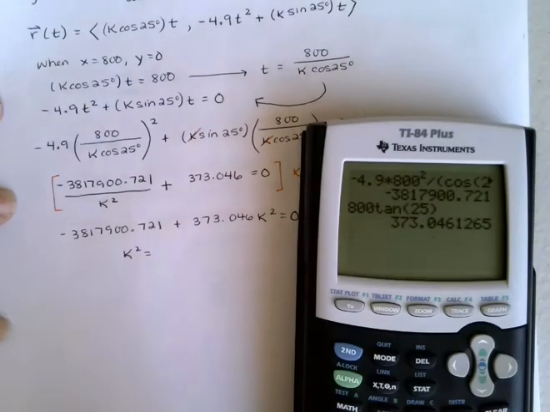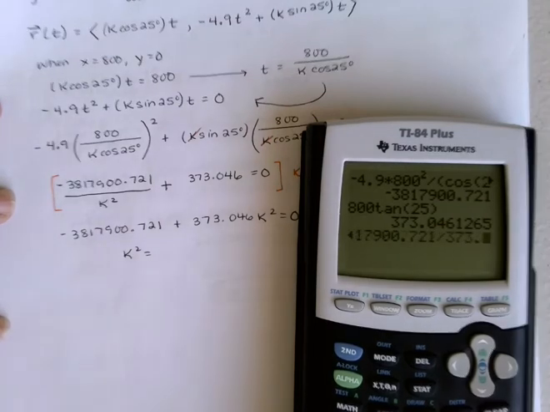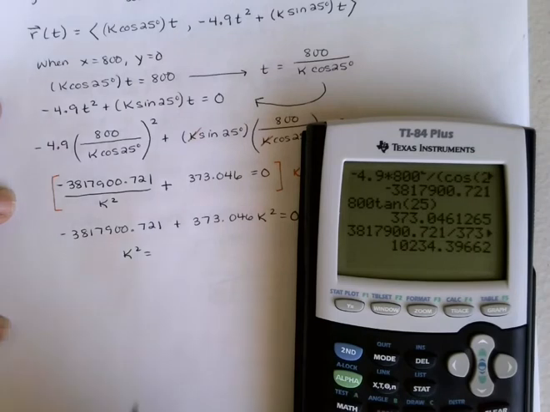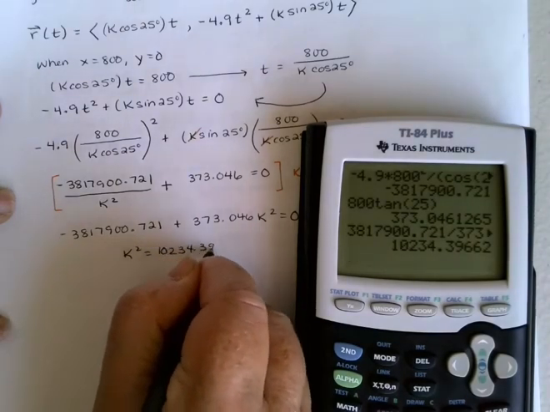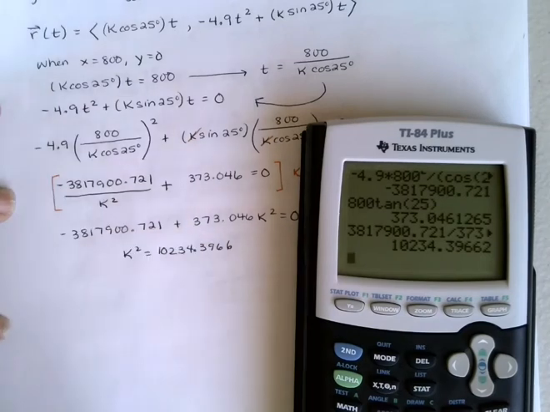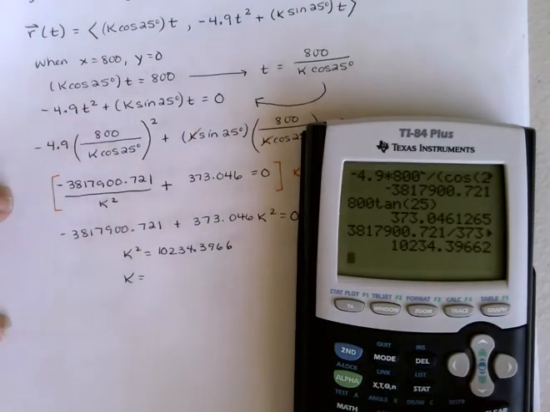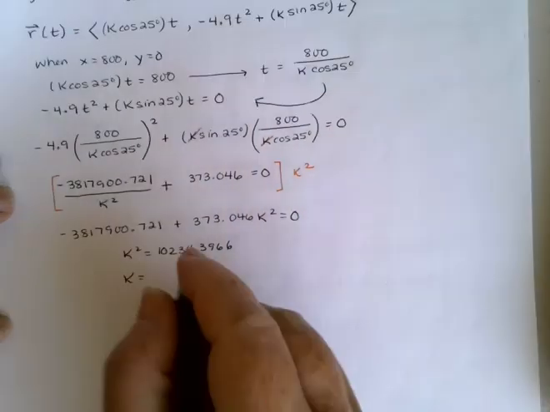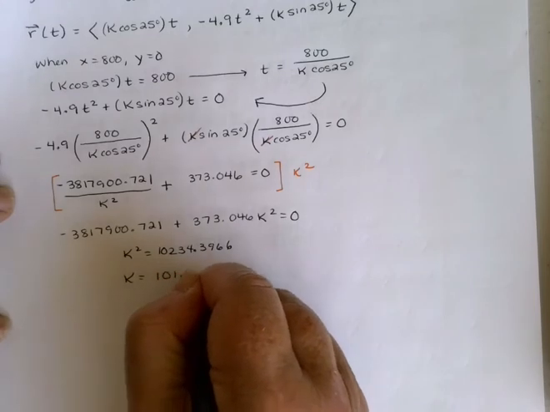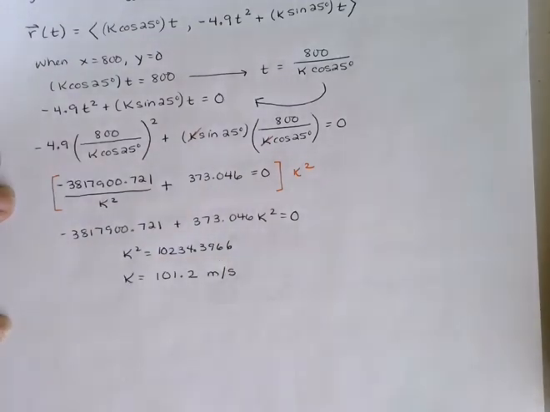K squared would be positive 3817900.721 divided by 373.046. There's k squared. And if I take the square root, about 101.2. And that would be in meters per second, since it's an initial speed.